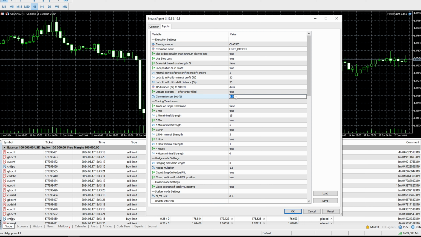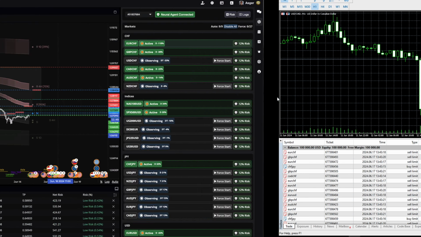You can change this commission per lot depending on if your broker takes a commission for trading or not. In general, I recommend the standard account where you don't pay any commission, so you can set this to 0. That's the best way to maximize profit, no matter how big your account is, in my opinion. But you can play around with it as you wish.